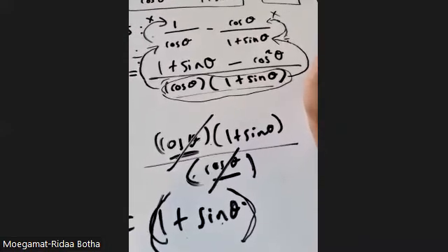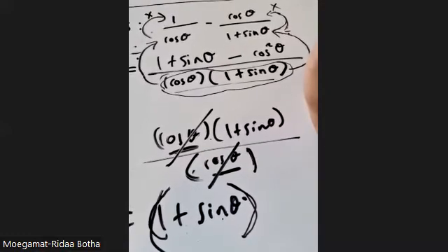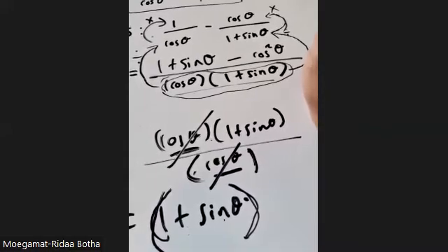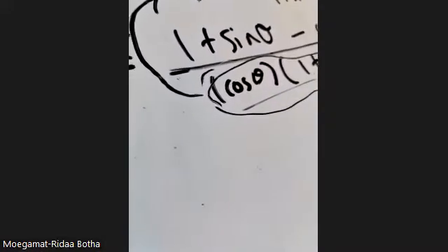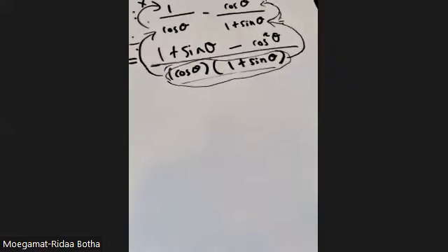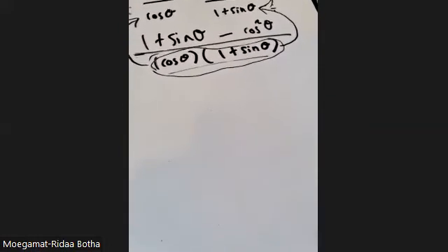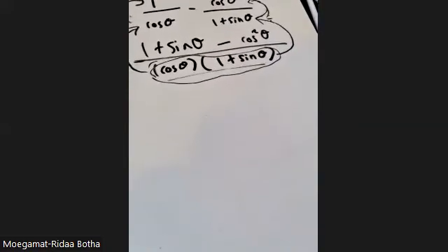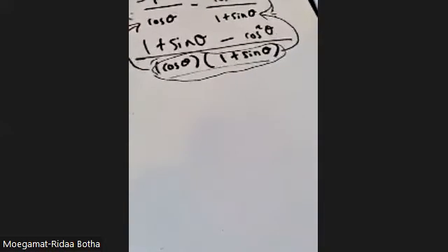So, okay. So we have 1 plus sine theta minus cos squared theta. What can we do now? So what can we do? How can we simplify this further? Cancel the 1 plus sine theta by the other one.